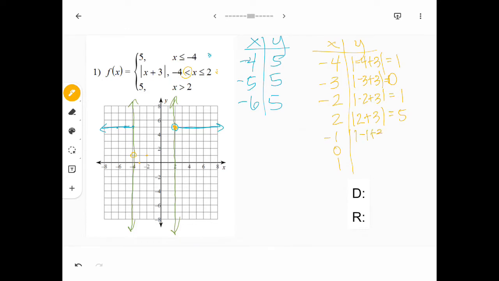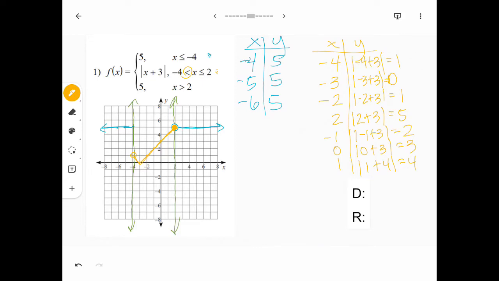At -1, you'll notice we are at 2. At 0, we're at 3. And at 1, we're at 4. So do not be afraid of giving yourselves more points, but also use what you think the function should be. This should be a V, so this is good.